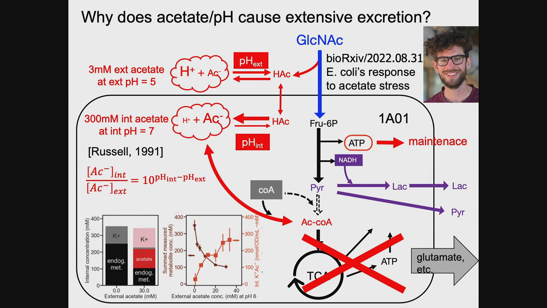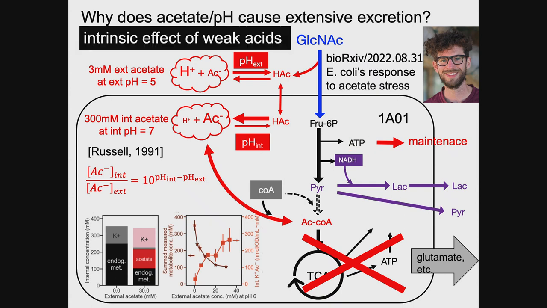This also explains why, when the carbon source is gone, the cell dies rapidly. It continues excreting stuff, in this case lactate and pyruvate, to get some energy out. They cannot use the TCA cycle, because the TCA cycle requires TCA intermediates, which are basically wiped out by this acetate hit. Everybody okay with this? This is an intrinsic effect of a weak acid. You can try butyrate, propionate, whatever, and they have this type of effect.